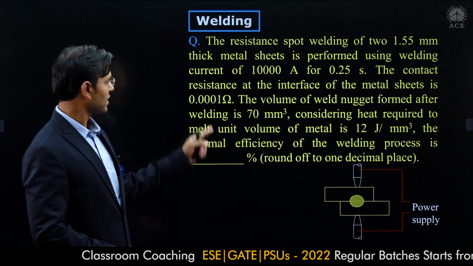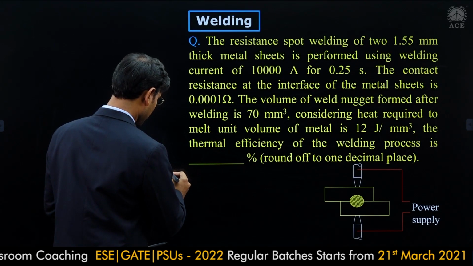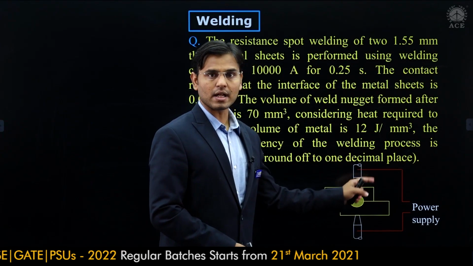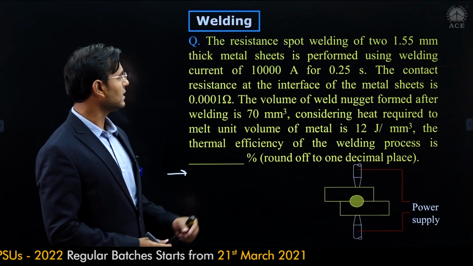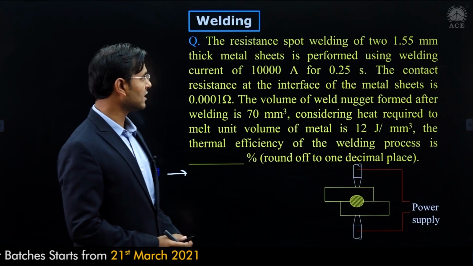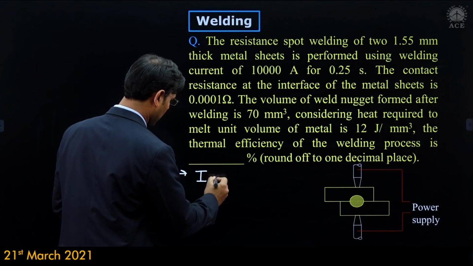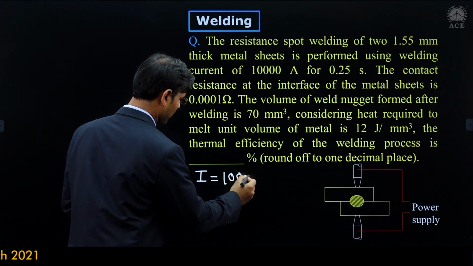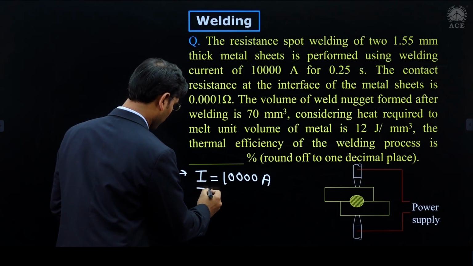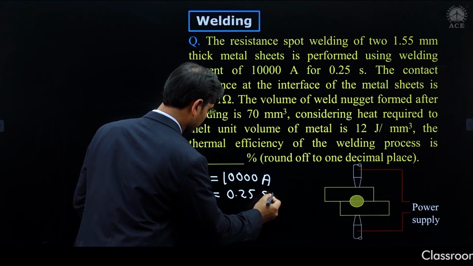Now see, next question which is asked on resistance welding. Just see, the resistance spot welding. Resistance spot welding is there. Just see the diagram of resistance spot welding. The resistance spot welding of two 1.5 millimeter thick metal sheet is performed using a welding current of 10,000 ampere. Welding current is given 10,000 ampere for 0.25 second. Time is given for 0.25 second.